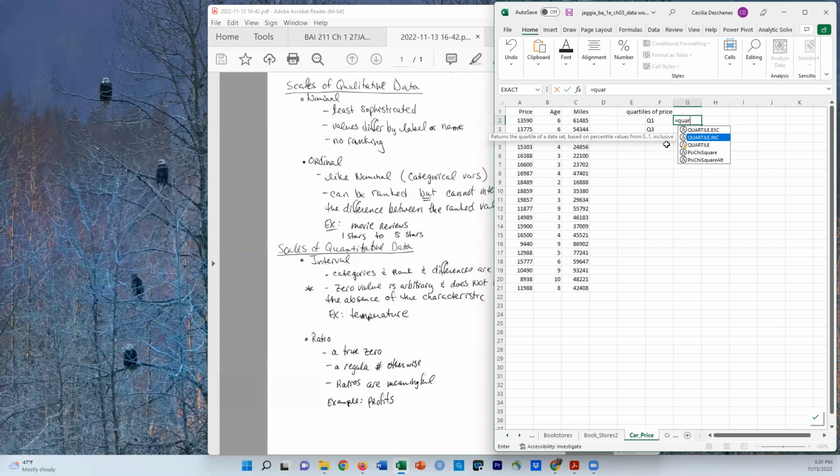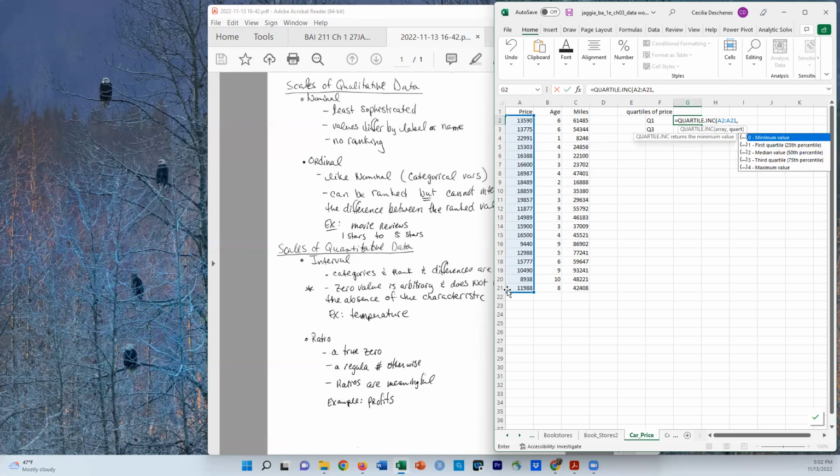The quartile.inc, for inclusive, is the one that most statisticians feel is the appropriate way to calculate these. There are some special situations where you'd want to use the other quartile function, but by and large, the one you want to use is quartile.inc. So if I want the first quartile of price, I put price in here, and then a comma, first quartile for the 25th percentile, right? So that gives me that one.